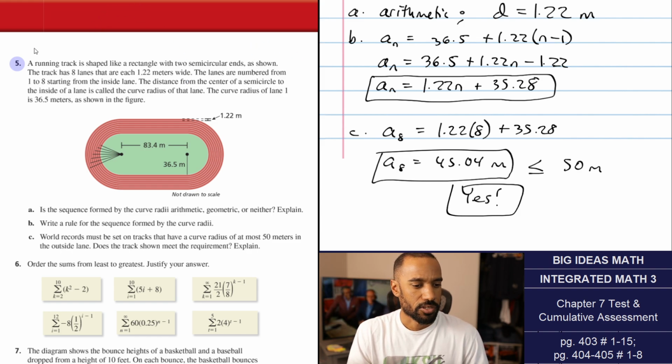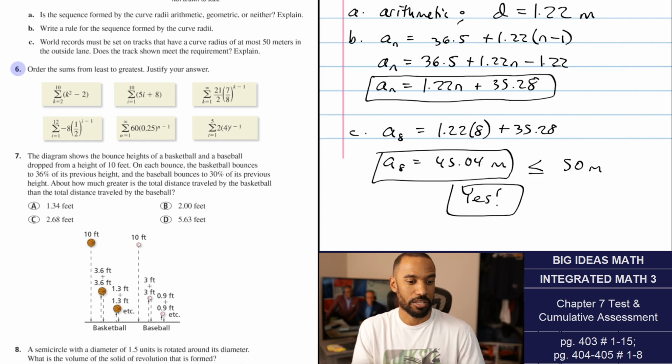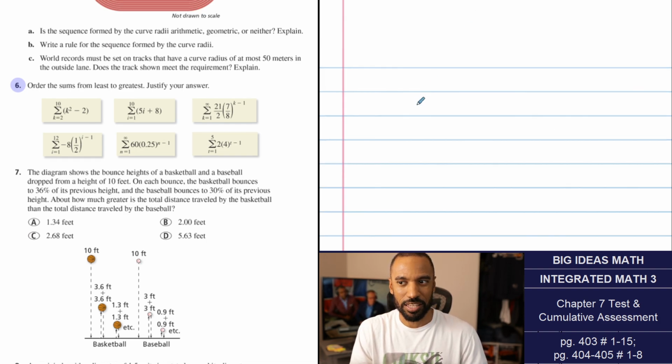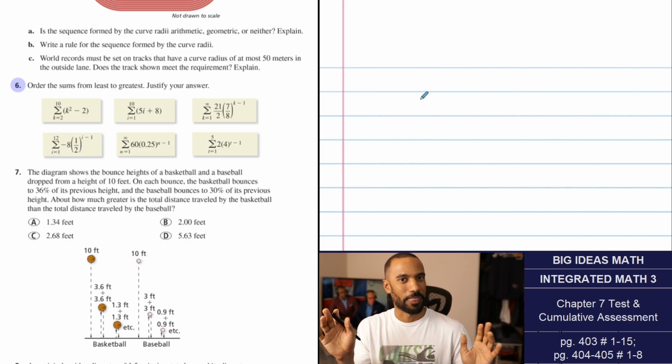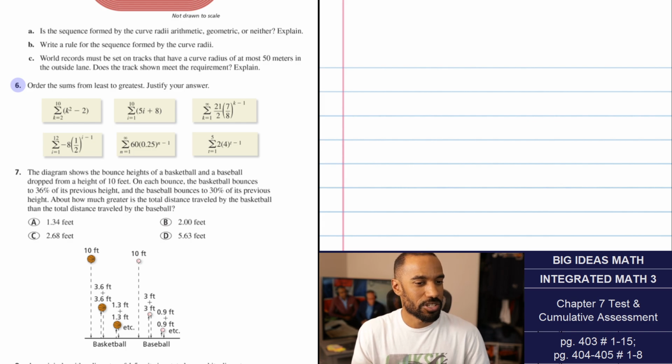Okay, number 6. Order the sums from least to greatest, justify your answer. The last one was kind of this chapter as well, because it was all about sequences. So there are a lot about this chapter, despite the cumulative assessment part. They just say, let's just have harder or weirder or different questions. All right, order the sums from least to greatest, justify your answer.